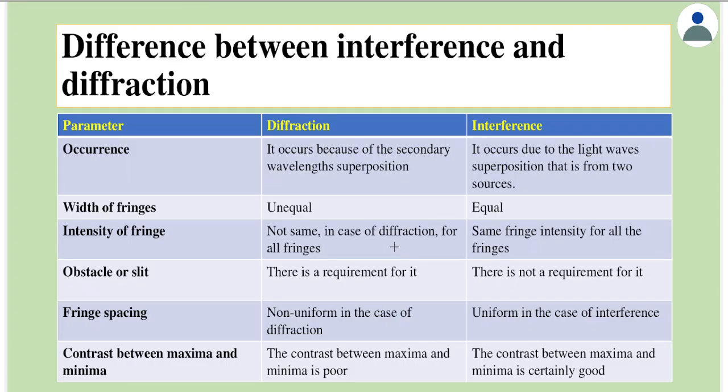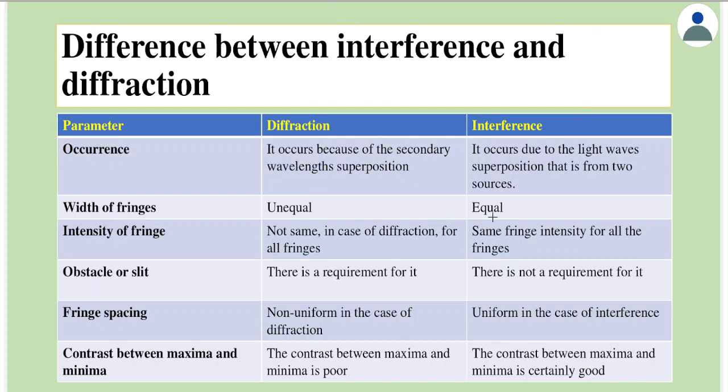Now let us look at the differences one by one. The first difference is based on occurrence, or how they are created. In case of diffraction, it occurs because of secondary wavefront superposition. It's not wavelet, it's wavefront. We saw that if we have a slit, then we can divide the slit into regions containing n number of wavefronts, and each of these would emit secondary wavefronts, which would superimpose and give us diffraction. That is what diffraction is.